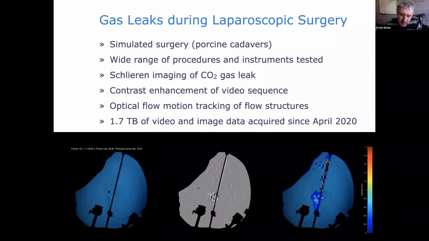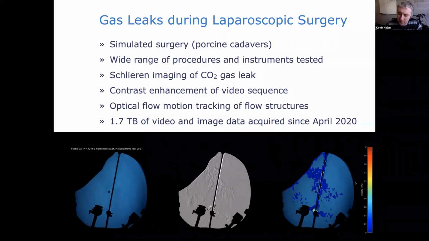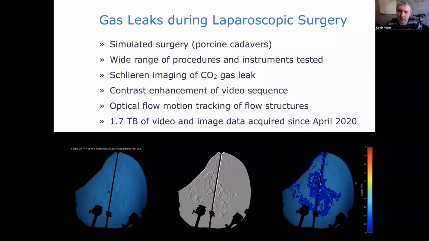And we can enhance that image just by using frame-to-frame differencing. With this very simple image enhancement, we get a very clear image of what's happening. And then we use optical flow. Optical flow is a very powerful technique to track motion in video. Then we can scale it, and we can get a reasonably precise measurement of the velocity of the flow in this leak. So we can quantify the Reynolds number, we can quantify the strength of the leak, how far it would go, and so forth within this field of view.